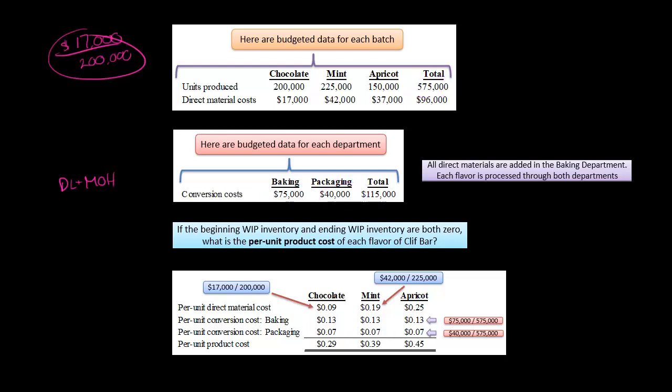We make no distinction between type of Clif bar, so they each would have, for the baking, 13 cents a unit, and for packaging, 7 cents a unit. Now, when we add up, for chocolate, we've got the direct materials, and then the conversion cost in baking and conversion cost in packaging, we end up with 29 cents a unit. That's a per unit product cost. And then for mint, we end up with 39 cents. That's just this column here added together. And for apricot, we add this column here and we get 45 cents per unit.